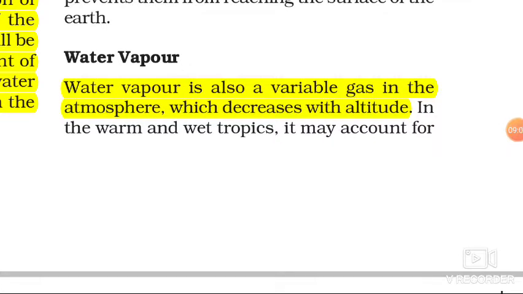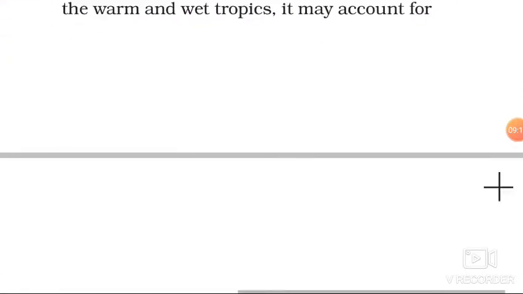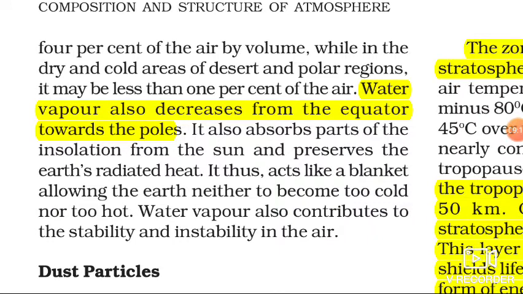Please remember this: when you move up in the atmosphere, from the troposphere to the exosphere, the level of water vapor declines. In the warm and wet tropics, it may account for 4% of the air by volume. It is a reminder point: water vapor also decreases from the equator toward the poles. In the UPSC examination, the examiner puts a statement that water vapor decreases from the equator towards the poles. This is the right option. But to confuse you, the question will be put in the form that water vapor increases from the equator towards the poles. Is that right? No, this is the wrong one.